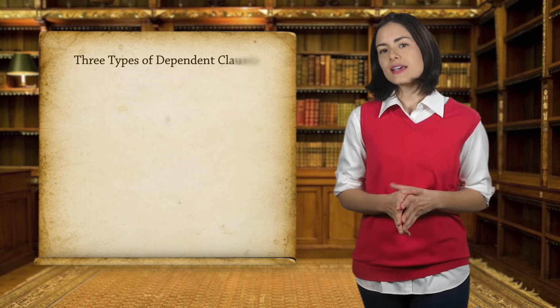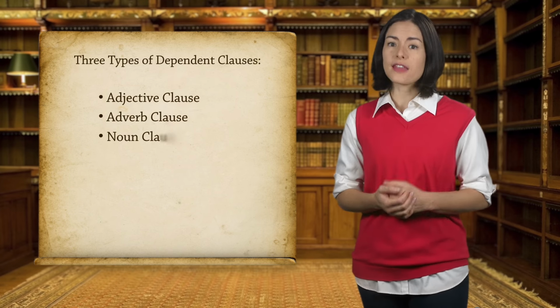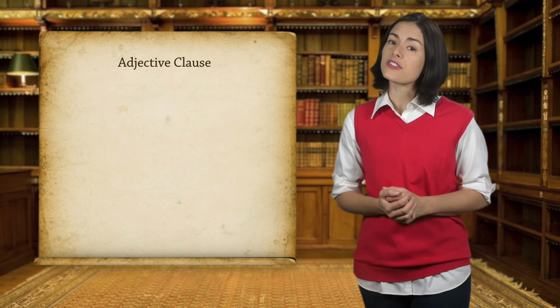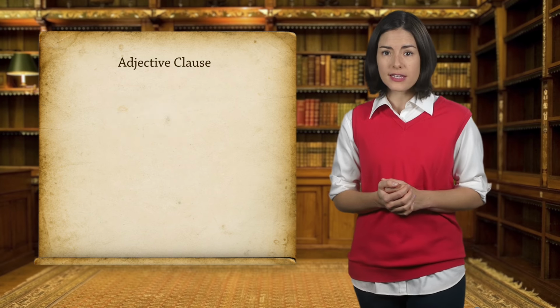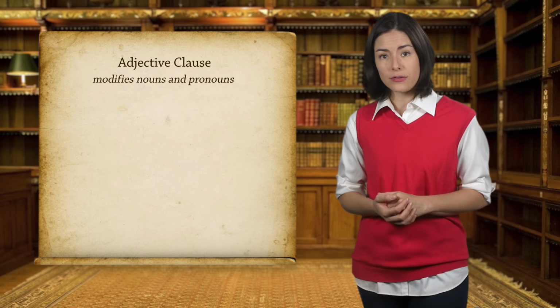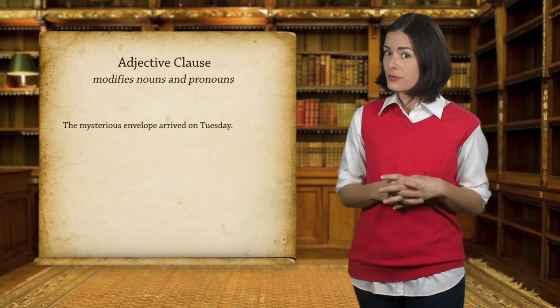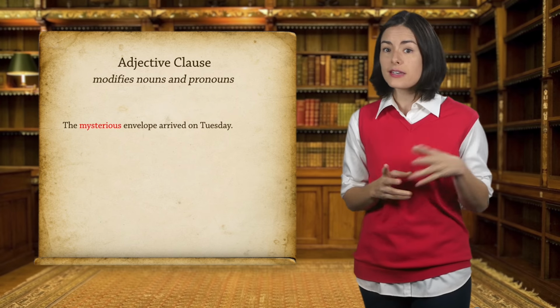There are three main types of dependent clauses: the adjective clause, the adverb clause, and the noun clause. First, the adjective clause, which is a dependent clause that acts as an adjective. Remember, adjectives modify nouns and pronouns. For example, in the sentence, "The mysterious envelope arrived on Tuesday," mysterious modifies a noun, envelope.